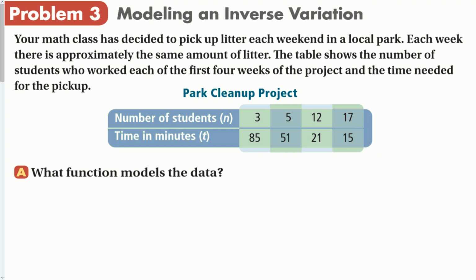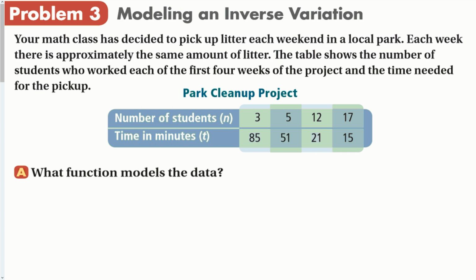So let's use this to do a model. Your math class has decided to pick up litter each weekend at a local park. Each week there is approximately the same amount of litter. The table shows the number of students who worked at each of the 4 weeks of the project. So that means that we have some variables here.